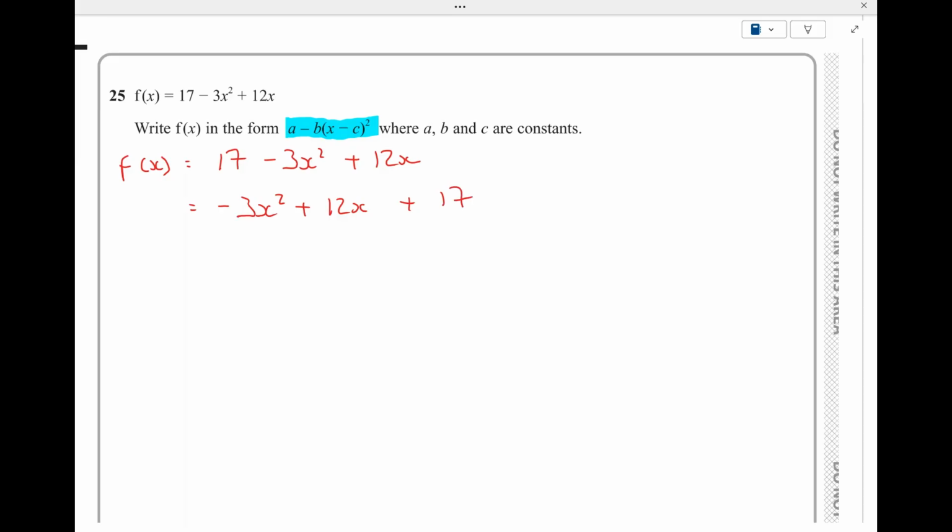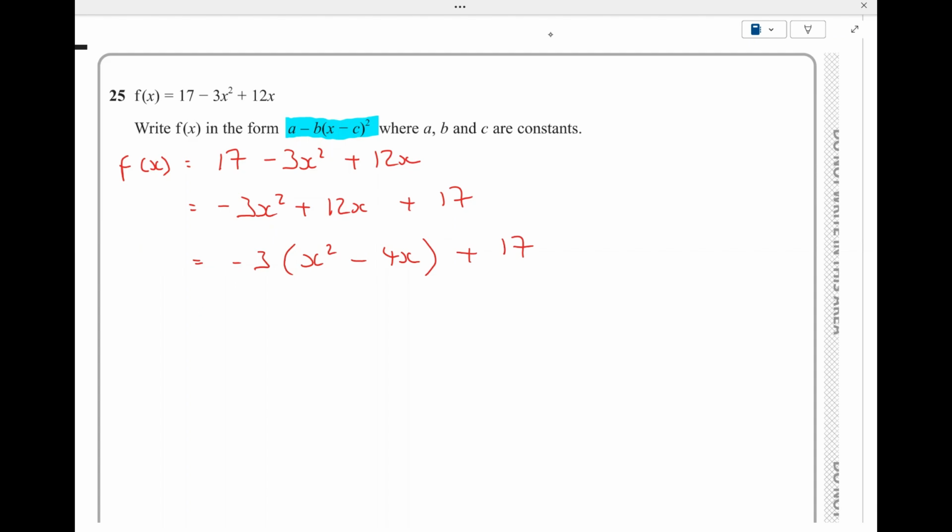Now I'm completing the square, so I follow a set routine. The first thing I'm going to do is I want to have a single x squared. I don't like minus 3x squared. So I'm going to take minus 3 out. I'm going to leave me with x squared minus 4x plus 17. I hope you're okay with that change of sign there.